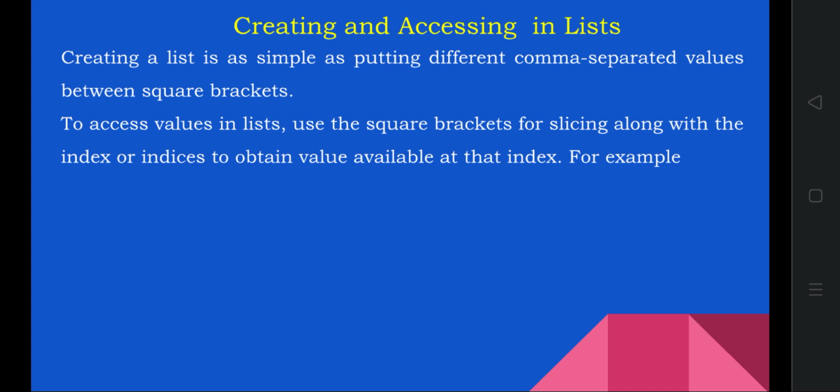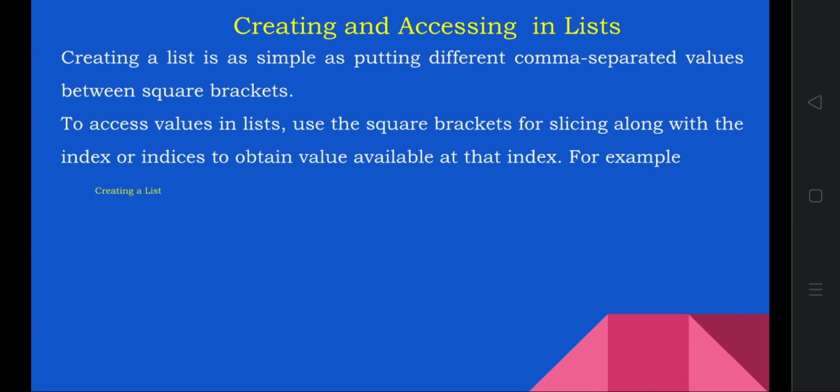To access the values in the list, use the square brackets for slicing along with the index or indices to obtain the value available at that index. So suppose you want to access a value of the list, we have to mention which position, which index of the data we need, or the range of data. For example, I may need one element, which may be the third element or the fourth element, or sometimes I need a group of elements from 2nd to 10th, from 3rd to 15th. Like that we can have a group of data also. So that is why it is called index or indices.